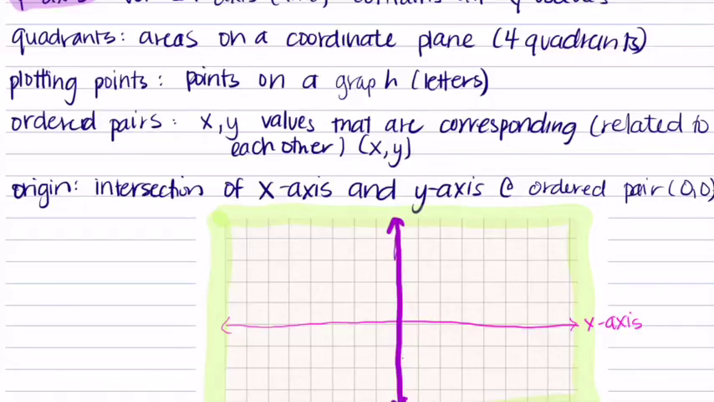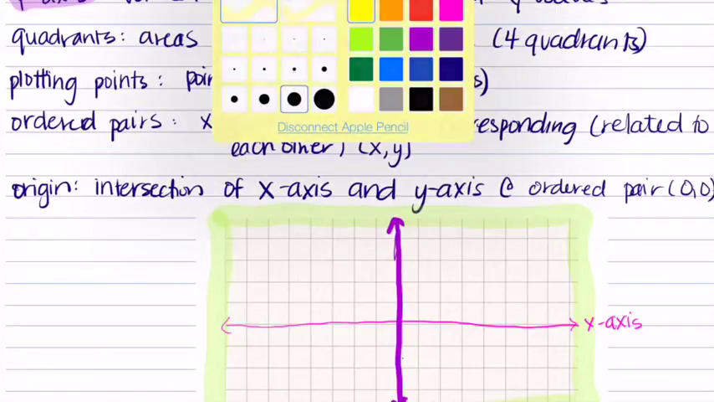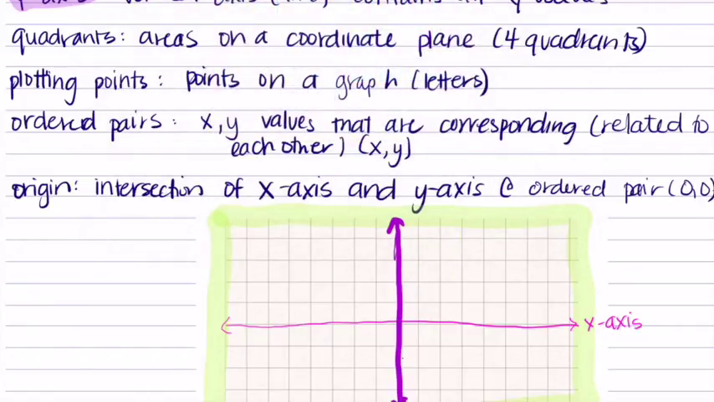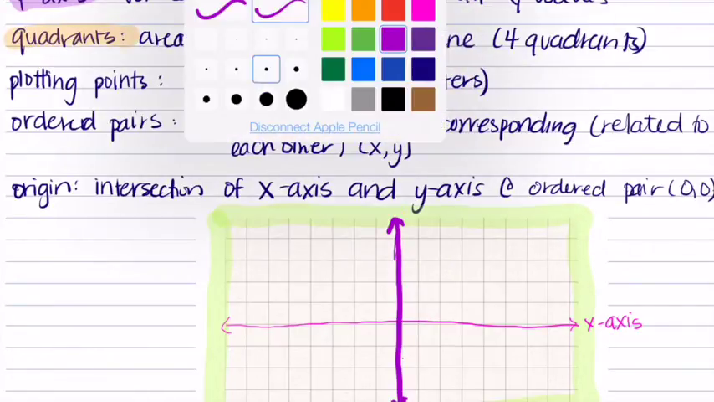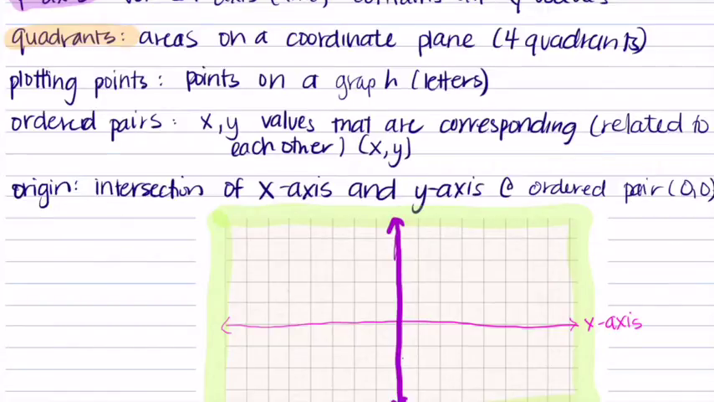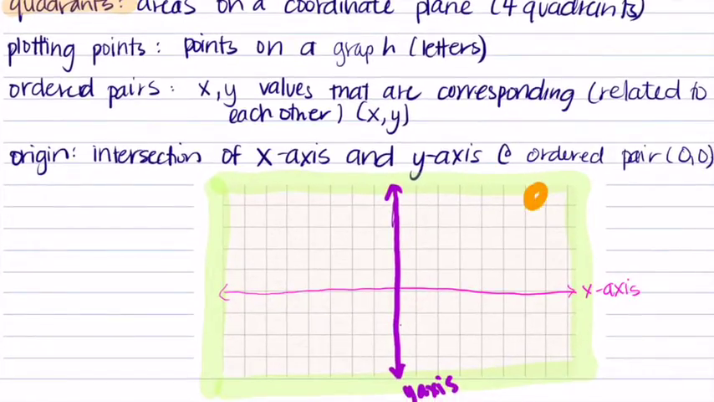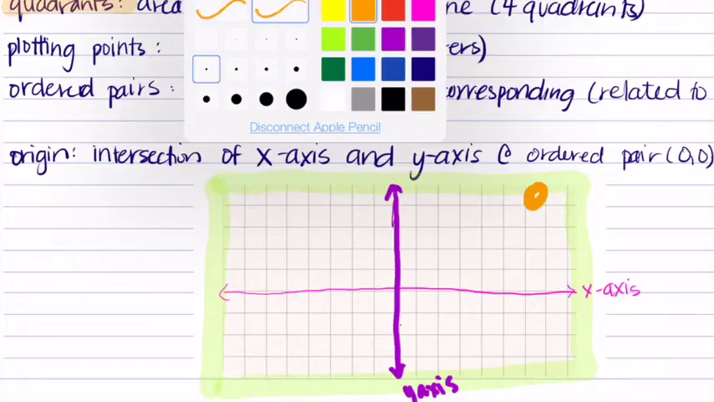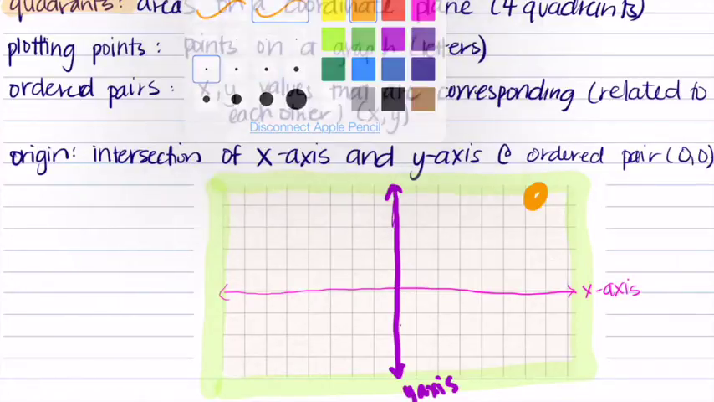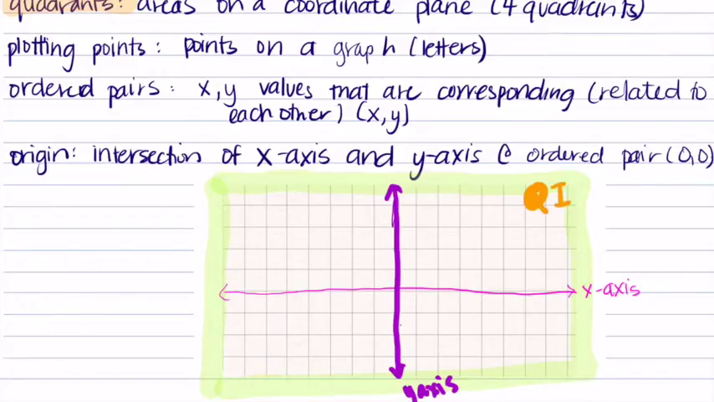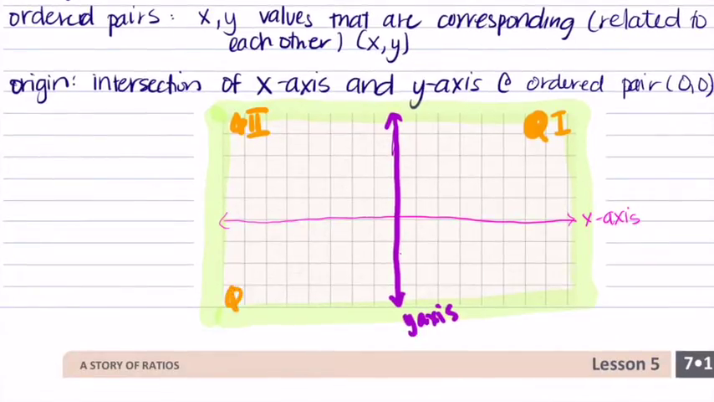Okay, I'm going to mark my quadrants in yellow, orange, for easier to see. So we always start with the upper right hand corner. We say this is quadrant 1. This is quadrant 2, quadrant 3, and quadrant 4. So we use just the Q, and we go in a counterclockwise fashion starting with upper right hand corner.